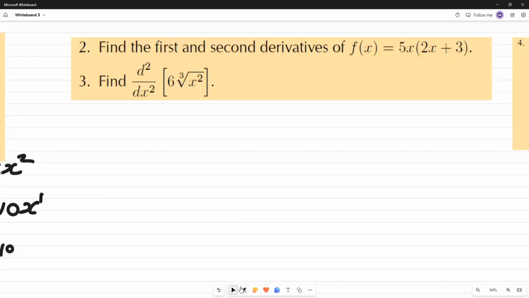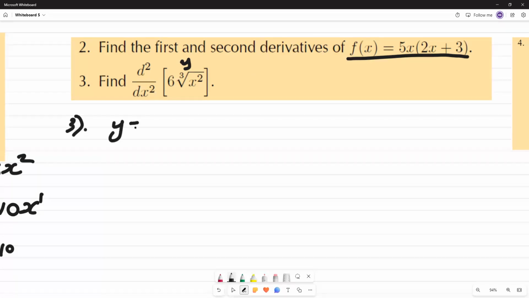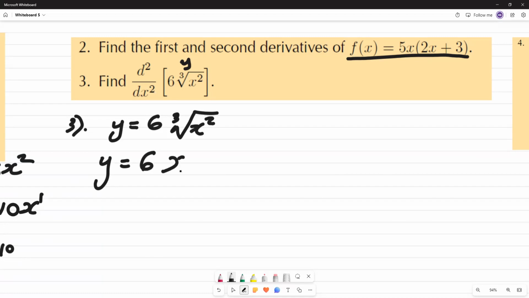Okay, I'm going to skip 2 because it's more or less the same as what we've been doing. I just need to do 3 in this case. So you see here, d squared y over dx squared. This is like your y basically, so you're looking for the second derivative of that. So basically you're going to say y equals 6 cube root of x squared, which means y equals 6x to the power 2 over 3.